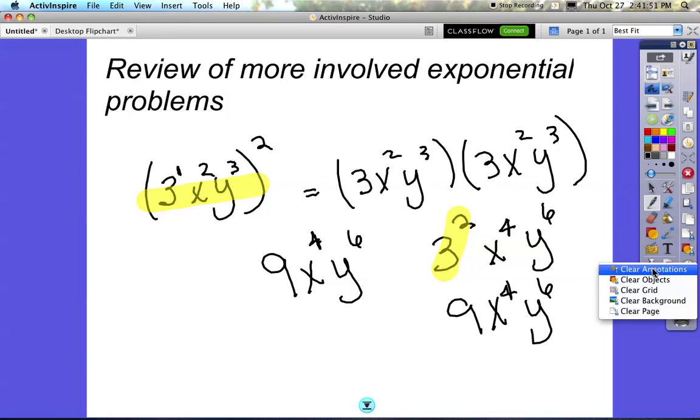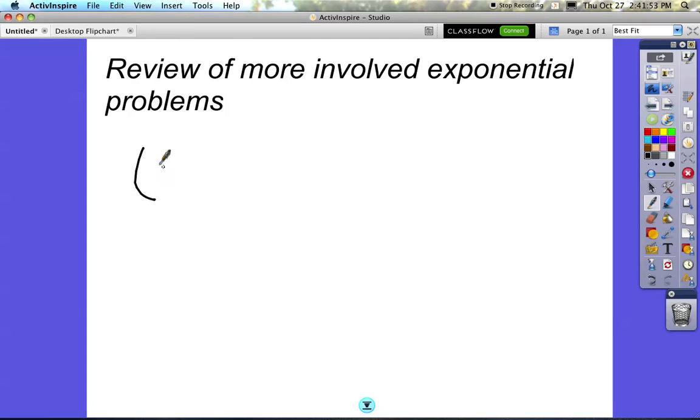Okay, so jot down this problem. Okay, so do 4a squared b in parentheses, and all of that is cubed. So pause the video, write this down, and then you can play it when you want to see the answer.